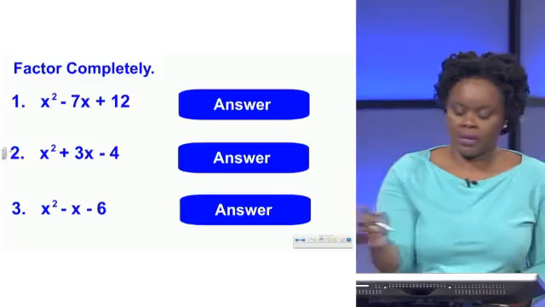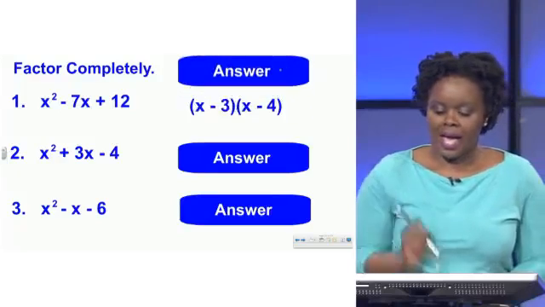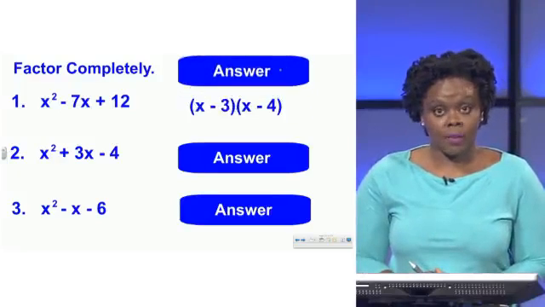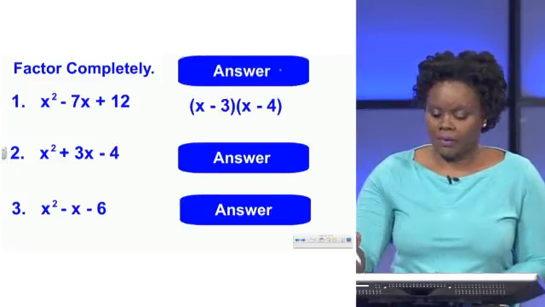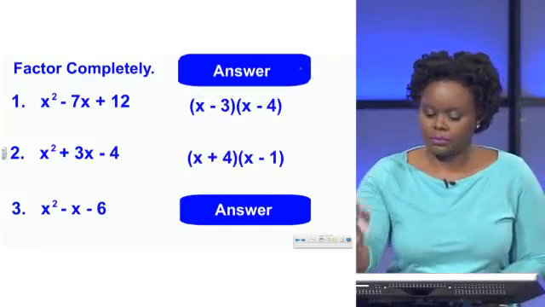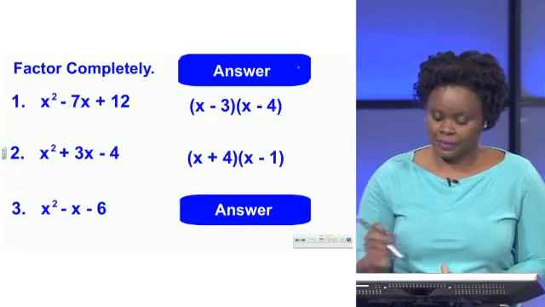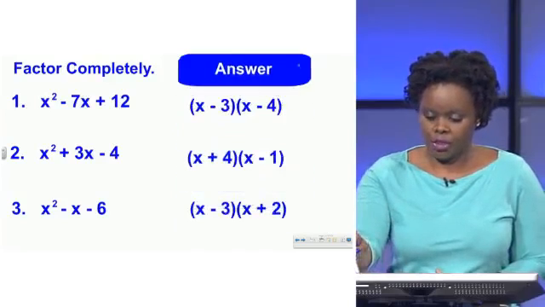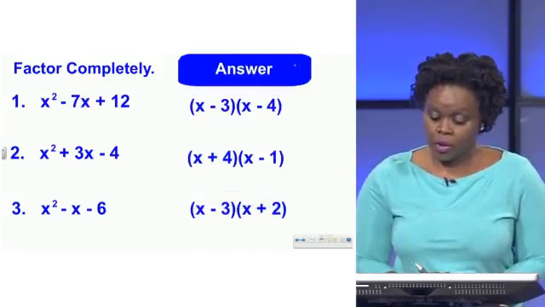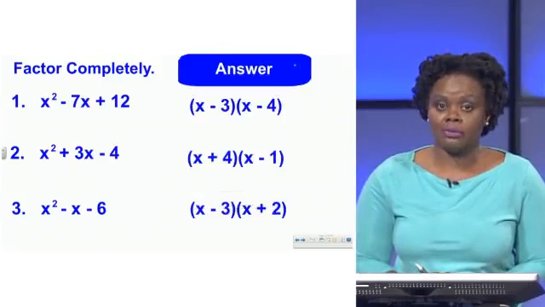For the first one, when I factored that one, my factors were x minus 3 and x minus 4. When I factored the second one, my factors were x plus 4 and x minus 1. And when I factored the third one, my answers were x minus 3 and x plus 2. Okay? All right, I'll show you how I got those.